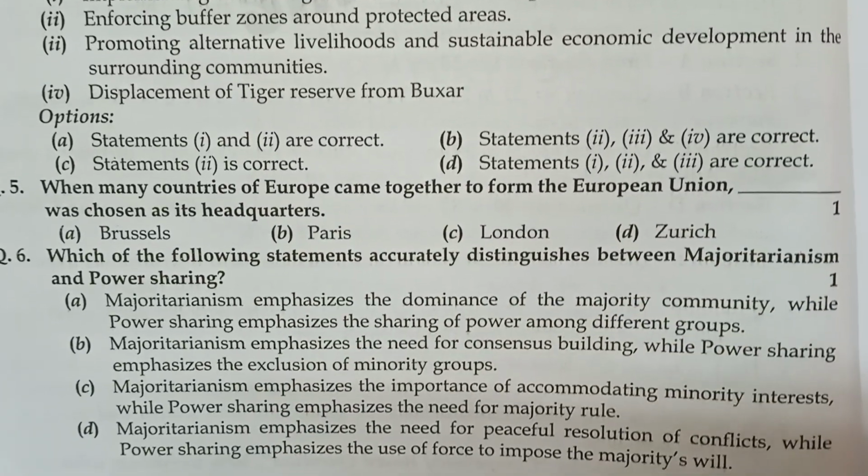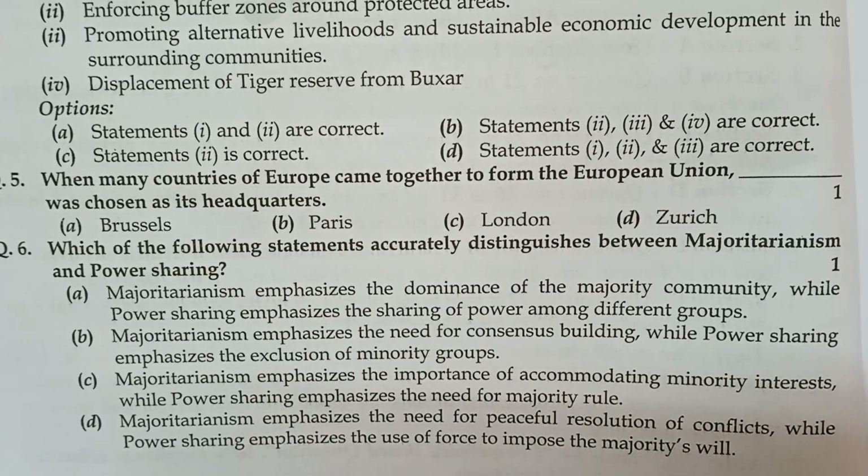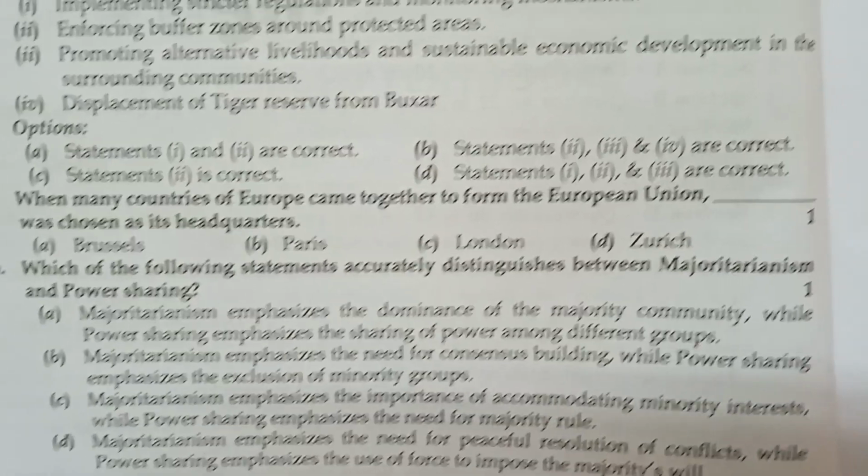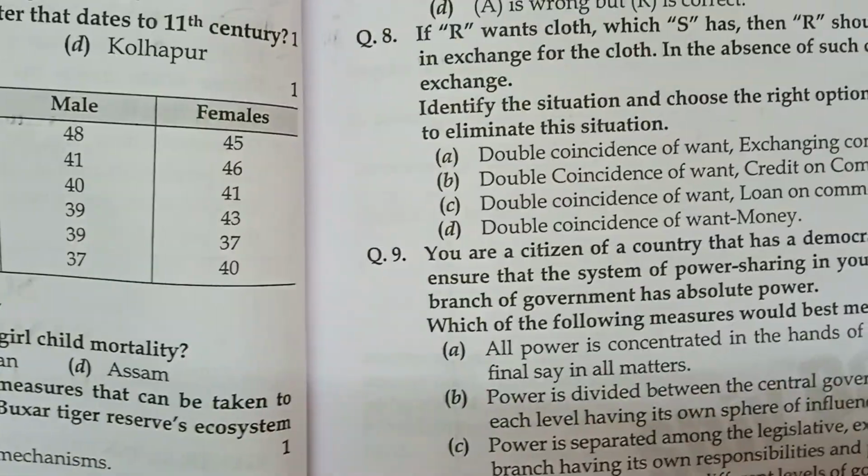Now come to question number 6. It's given: which of the following statements accurately distinguishes between majoritarianism and power sharing? You have four options, and you have to find the exact and correct answer, which is the suitable answer for that question.